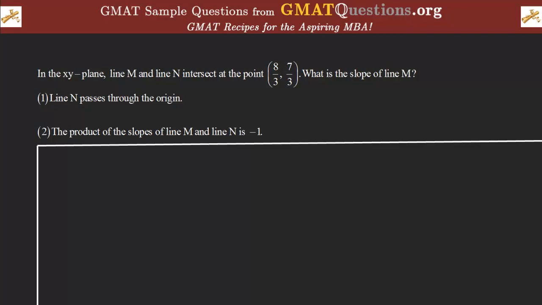Okay, let's read the question. In the XY plane, line M and line K intersect at the point 8/3, 7/3. What is the slope of line M? So you're told here to consider the XY plane.